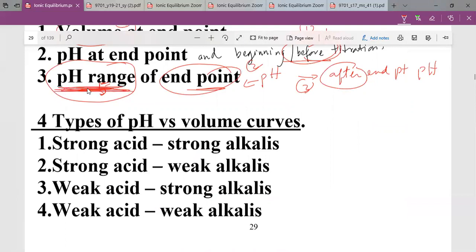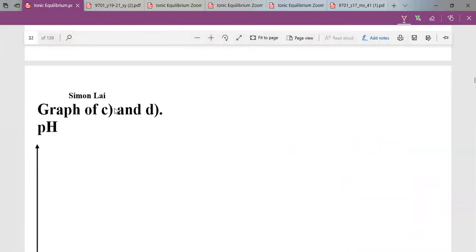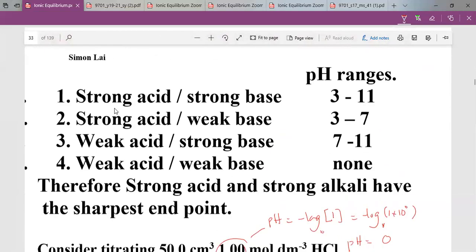The range at the end point. For strong acid, strong base, the pH range is 3, 7, 11. Remember you go to 7-Eleven, the shop, so put 3 in front. 3 to 7 is 4 units, and 7 to 11 is 4 units. So 3, 7, 11.